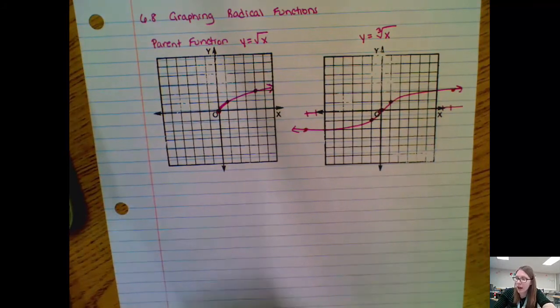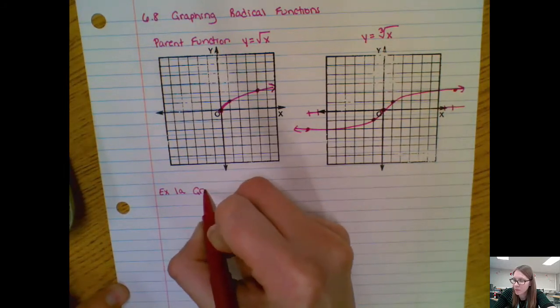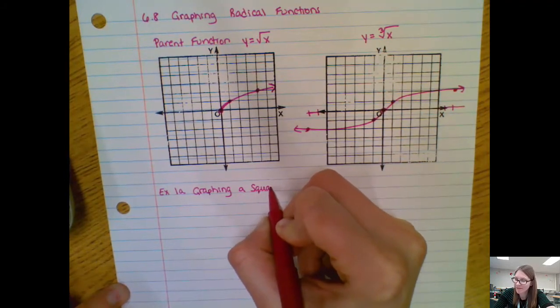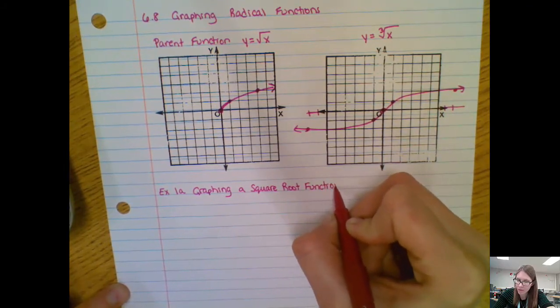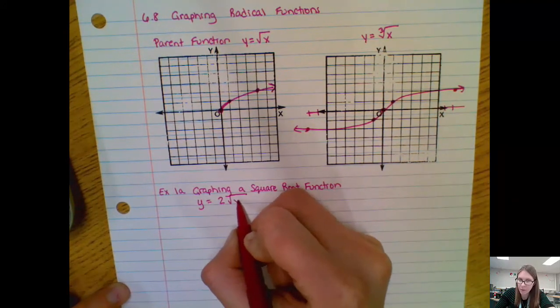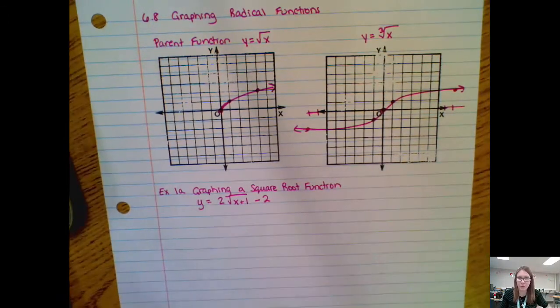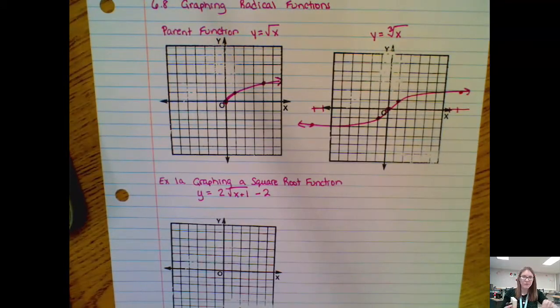So let's look at example 1a. We will transform a square root function. So we're going to graph y equals 2 times the square root of x plus 1, minus 2. Okay. I'm going to put my graph on here. That was a little crooked, but not too bad.